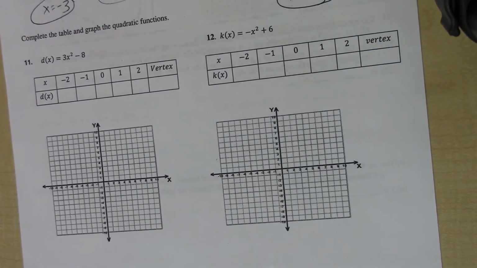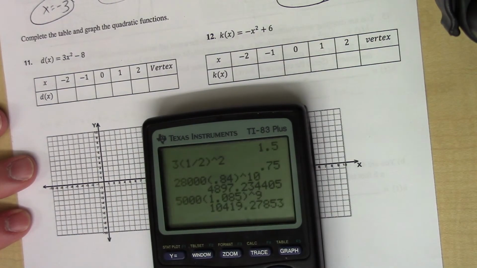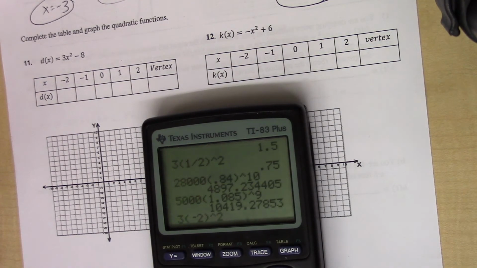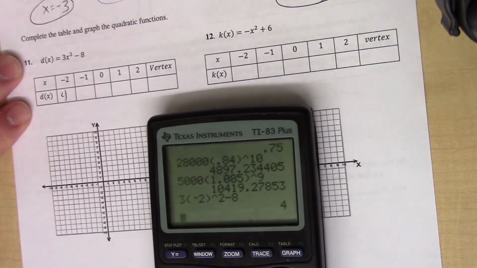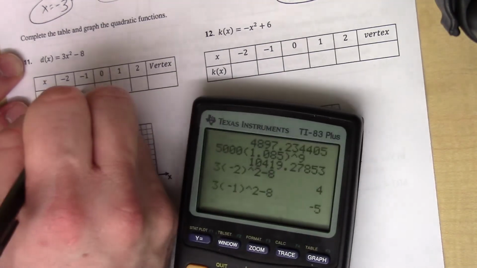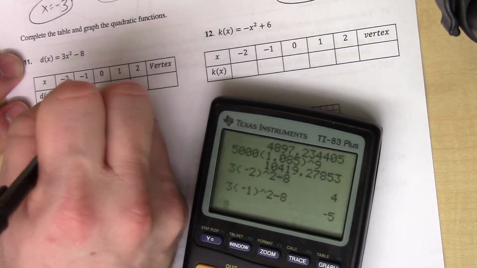Okay. All right, on to 11 and 12. So on 11, again, we're going to use the calculator and just plug that in. This happens a lot on this thing. So 3 parentheses, because I'm plugging it in, negative 2 parentheses squared minus 8. And I get 4. 3 parentheses negative 1 to the second power minus 8. I get negative 5. When I plug in 0, 0 goes away, it's just minus 8, it's negative 8.